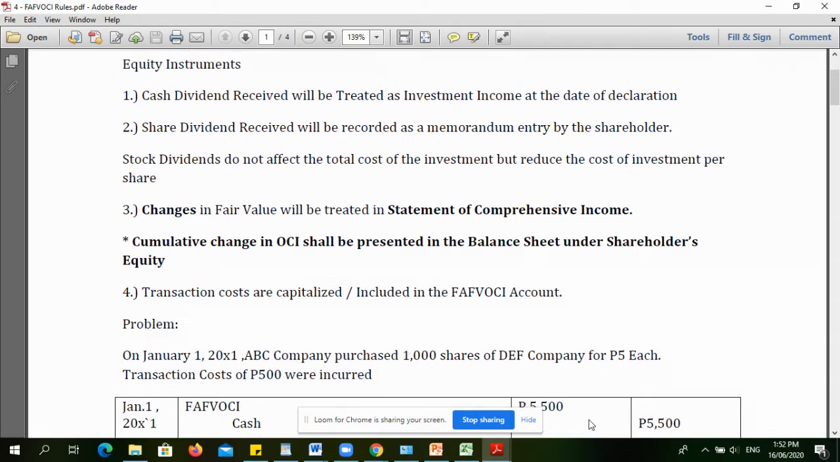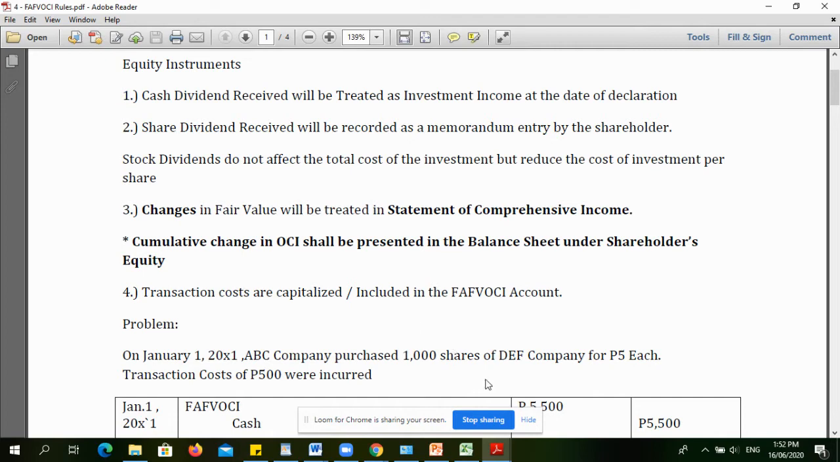I want to emphasize na pag equity instruments, parehas lang ang number 1 and number 2 regardless if it is FAFVPL or FAFVOCI. However, pag FAFVOCI, there will be two common changes. Number 1 is changes in fair value will be treated in statement of comprehensive income. Pag FAFVPL sa profit or loss. Number 2, transaction cost. Kasi pag FAFVOCI, kasama ang transaction cost sa FAFVOCI account.